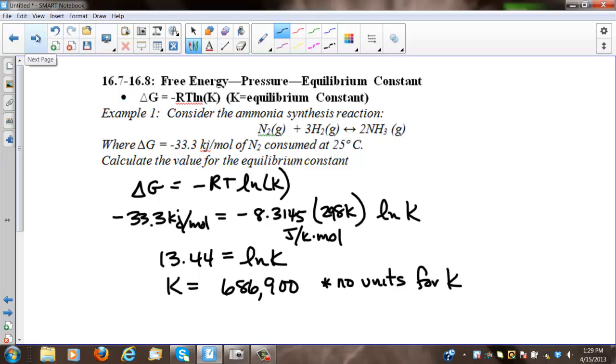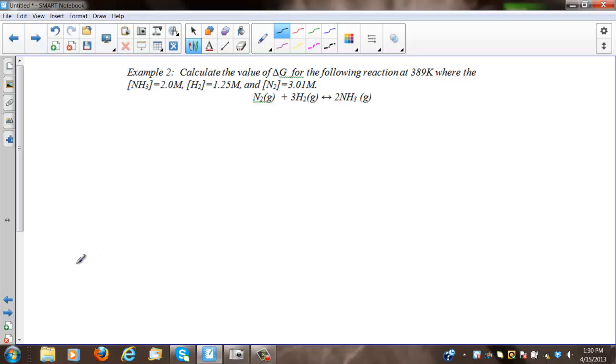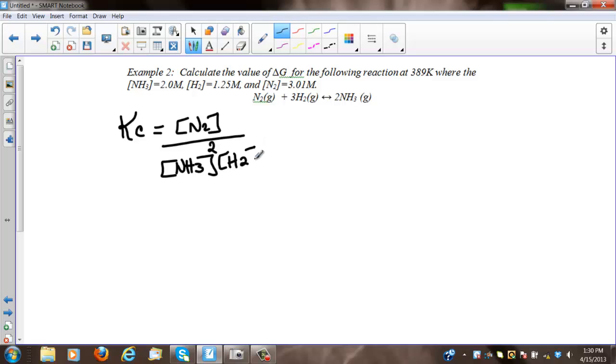And the last problem. Calculate the value of delta G for the following reaction at 389 Kelvin, where the concentrations of the ammonia, hydrogen, and nitrogen gas are as follows. So right away, you have to deduce, being that you're given concentrations, you can calculate Kc. This is from a previous unit. Kc is products over reactants. So you have the concentration of N2 divided by the concentration of NH3 squared, sorry, times H2 cubed.